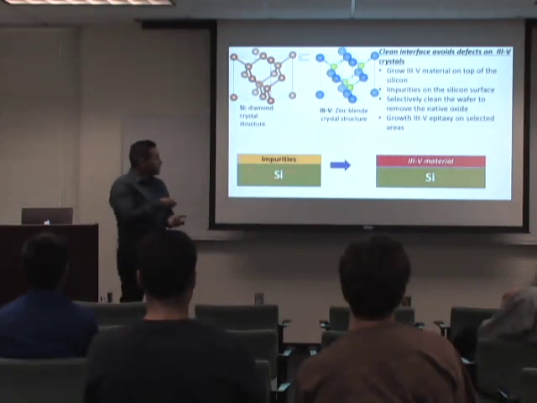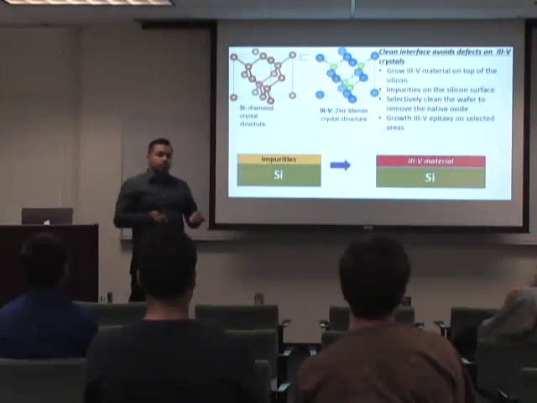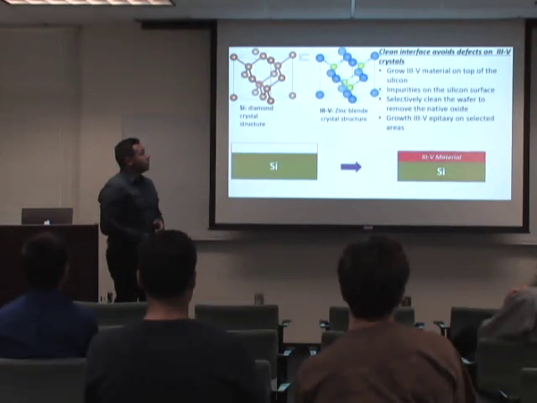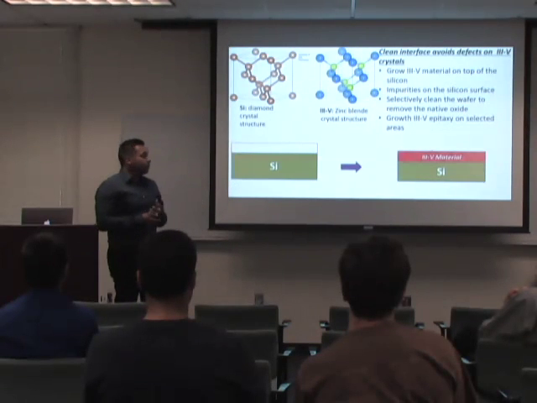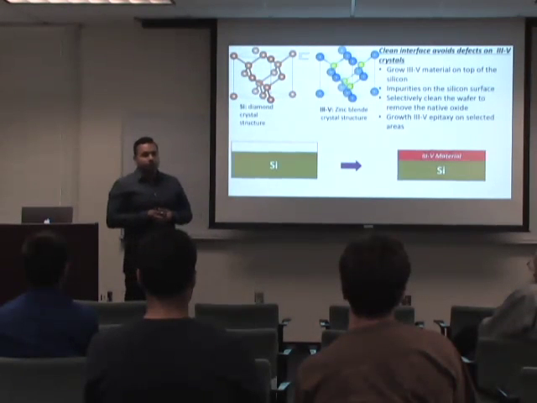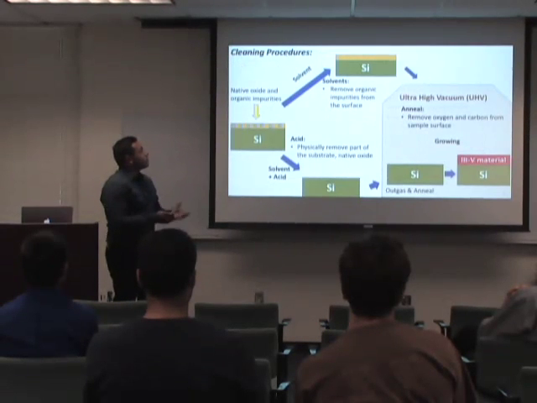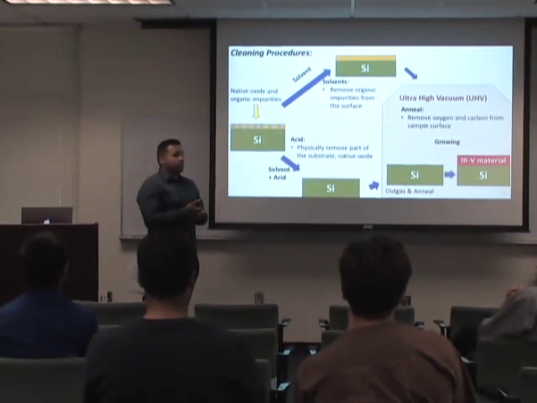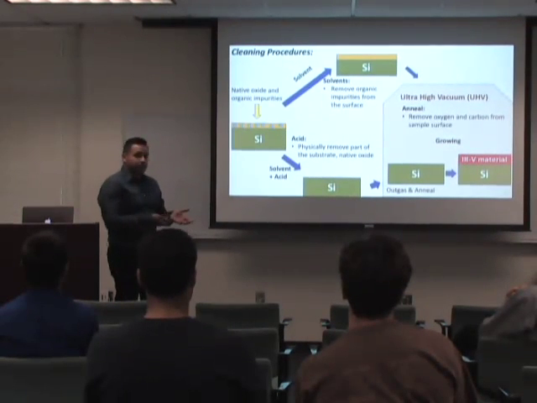If we don't clean the surface, we're going to have a lot of defects in this 3-5 crystal. But if we have the surface clean and we have all the bonds of the silicon available for the 3-5 material, we're going to have fewer defects. We have some defects because of the symmetry of the two crystals, but it's going to be better. So the main procedure for us is going to be cleaning the surfaces in order to grow the 3-5 epitaxy.